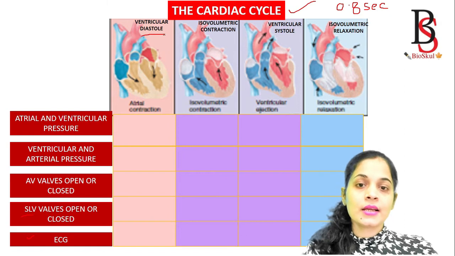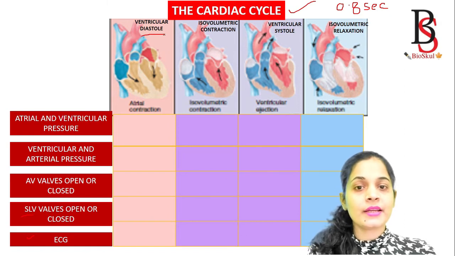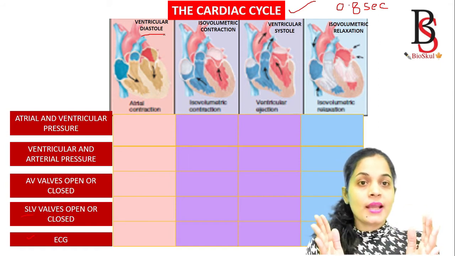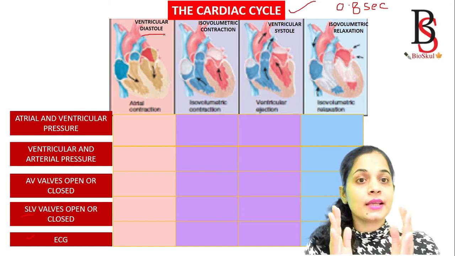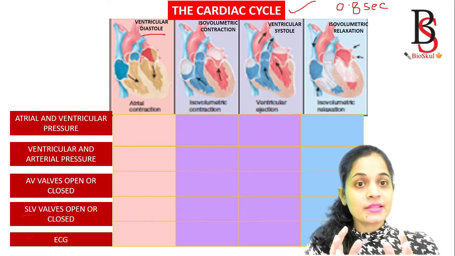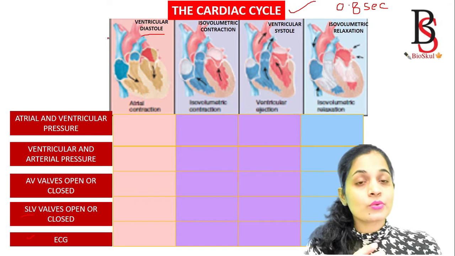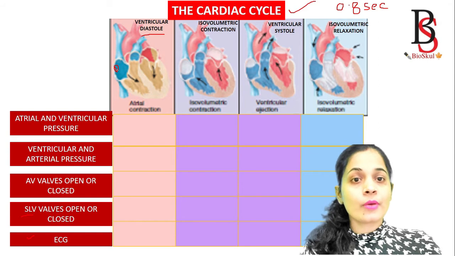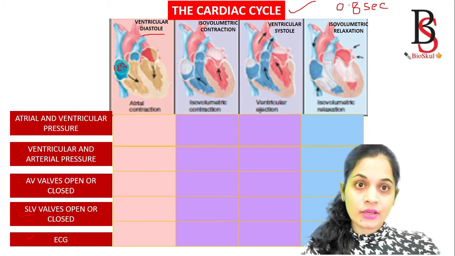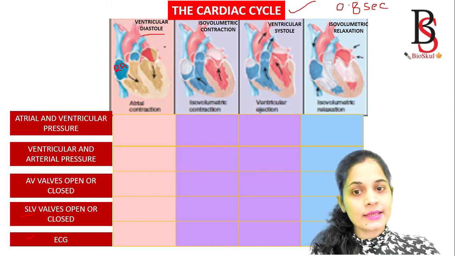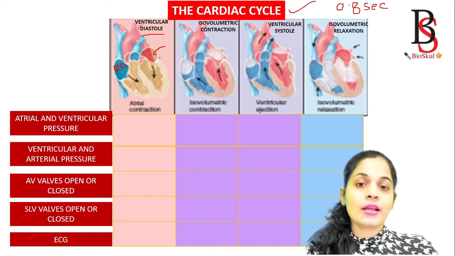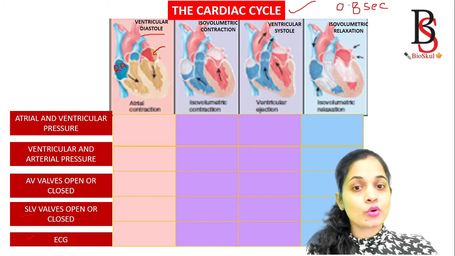So, let's start. The first phase is called the ventricular diastole. What is the meaning of diastole? Diastole means relaxation. At this time, the ventricle is in a relaxed state, meaning it is filled with blood. So the question is, where does the blood come from? Blood passes through the superior vena cava and inferior vena cava and enters the right atrium, and this blood is deoxygenated. Similarly, oxygenated blood enters the left atrium through the pulmonary veins.